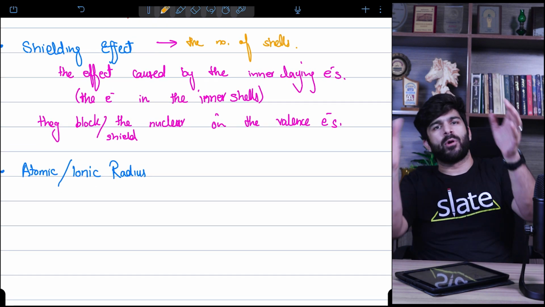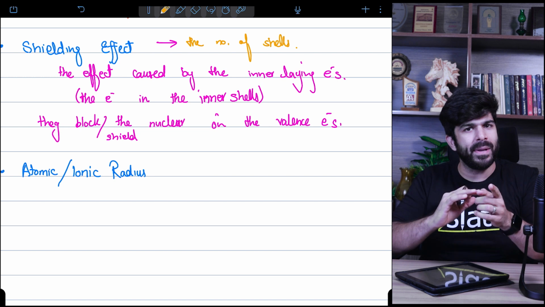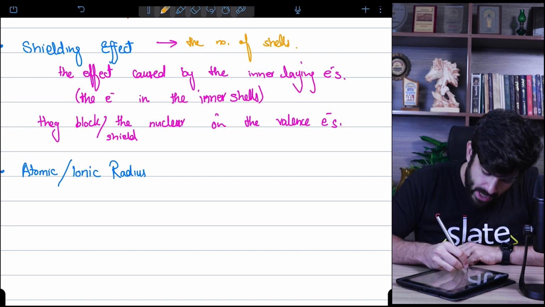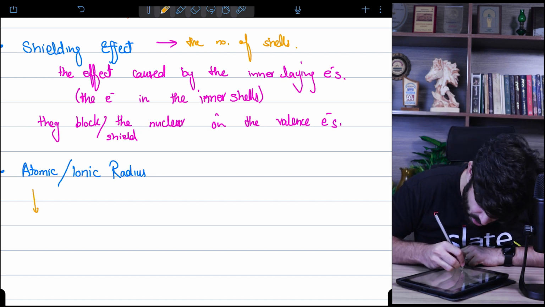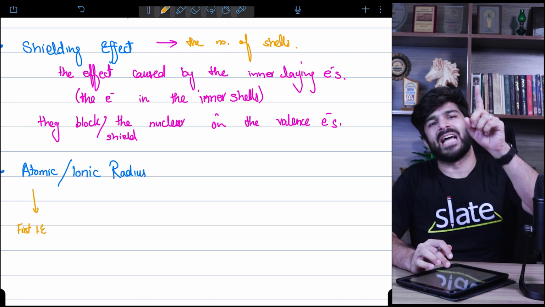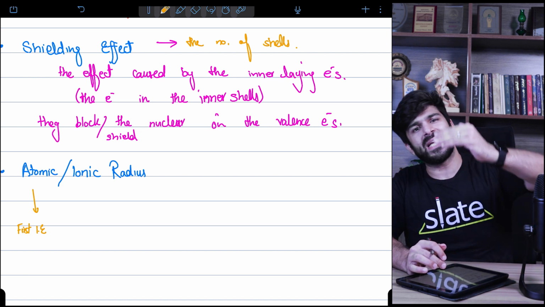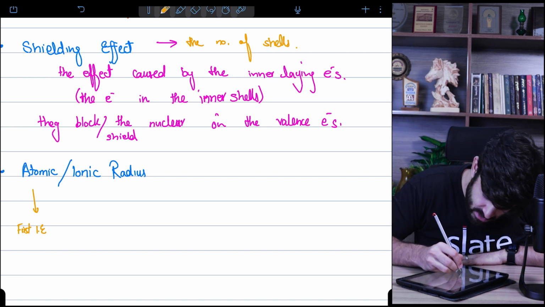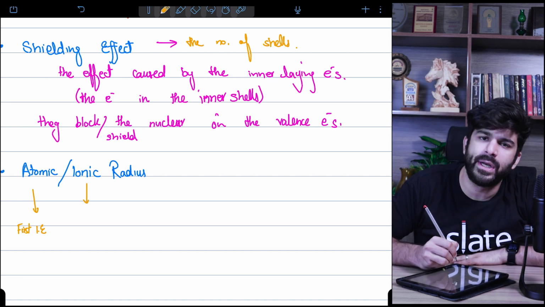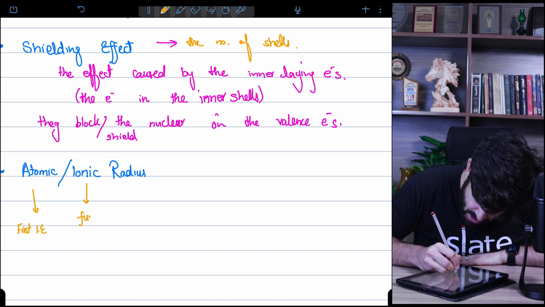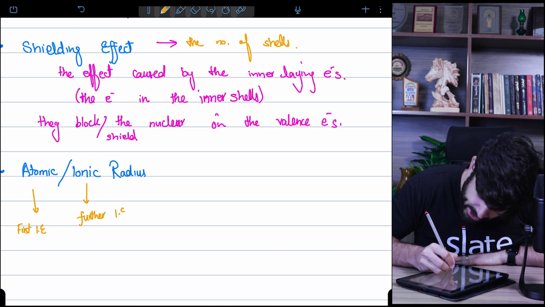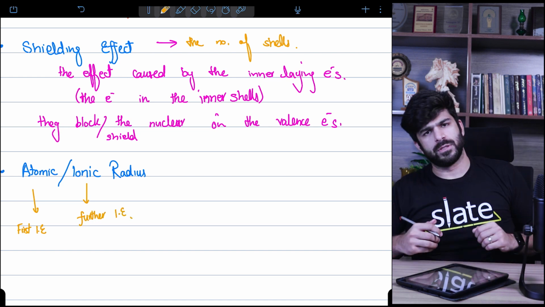Atomic radius, we know it's about the radius. Now, why atomic or ionic radius? Atomic radius is used when we talk about the first ionization energy, because in that case we're dealing with the gaseous atom. But for the subsequent ionization energies, we talk about ionic radius.